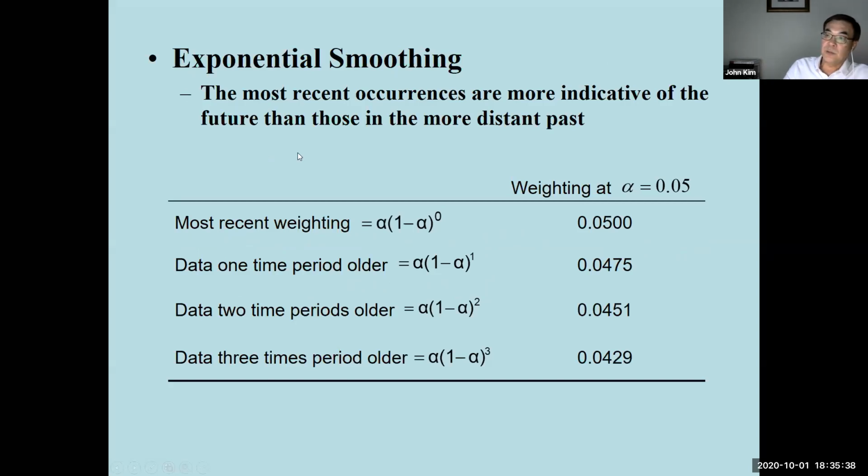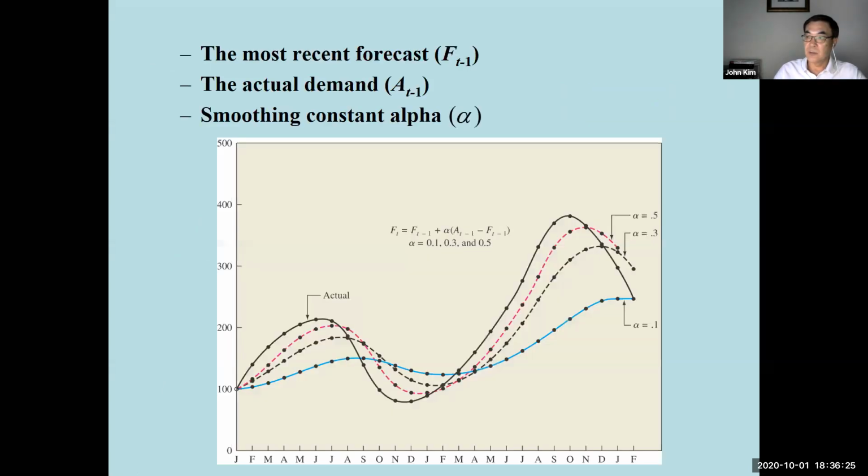Then another smoothing or moving average technique: exponential smoothing. The same idea, the most recent occurrences are more indicative, so give the highest weight to the most recent, then the next and next. Using this formula, we can get the weight. Based on this alpha, which we call the smoothing constant, you decide how much you want to make it smooth.